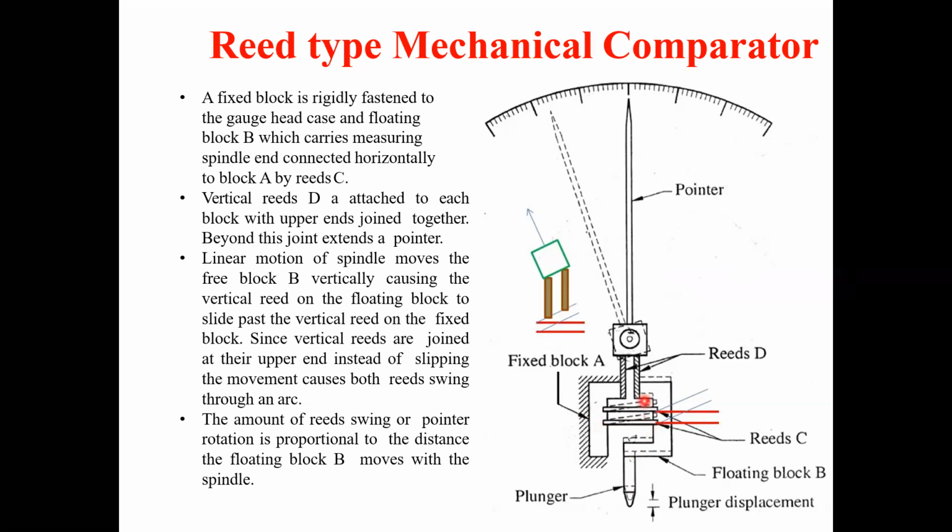This displacement is again transmitted to the pointer through the mobile reed, the vertical mobile reed. This reed will move in the upward direction. It will simply rotate the pointer. How does it rotate? If you observe here, this is the fixed vertical reed, and this is the mobile reed. When it is moving upward, it simply pushes this block. To this block the pointer is attached. Automatically, the pointer rotates on the dial. Right. This is the working of a reed type mechanical comparator.